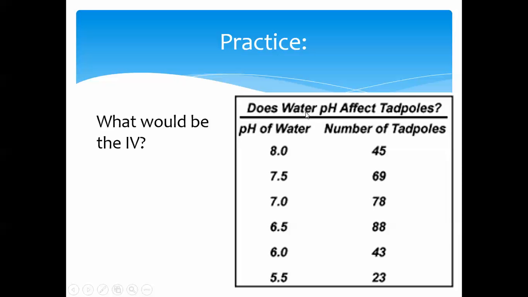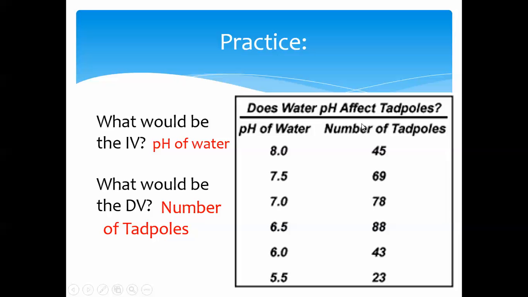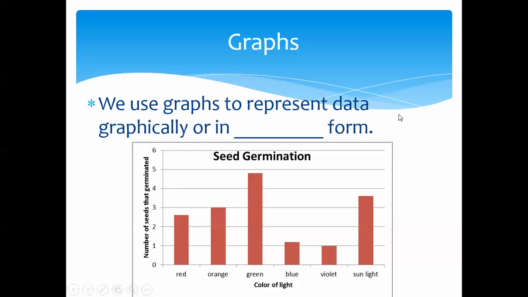It says, does water pH affect tadpoles? So they always list the IV first, and then after the word effect or affect usually comes the DV. So does water pH? That would be your independent variable, the pH of water. What would be the DV? Well, what's it affecting? The number of tadpoles. So when we look at a data table, you should be able to figure out what the IV and DV is, because usually IV comes first, DV comes second, or you can look at the title. Does water pH, IV first, affect the DV, so tadpoles?